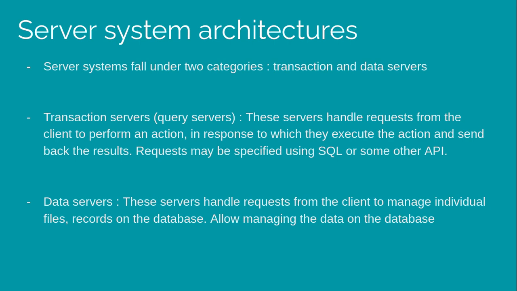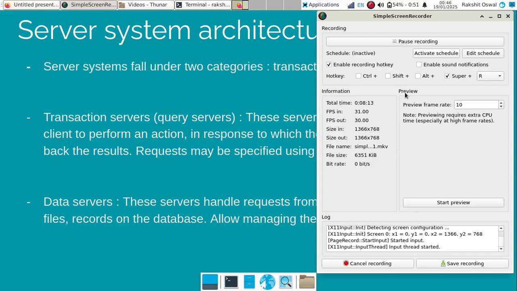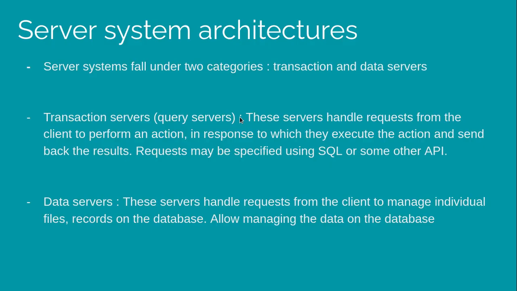Server system architectures. Server systems fall under two categories: transaction servers and data servers. Transaction servers, also known as query servers, handle requests from the client to perform an action, in response to which they execute the action and send back the results. Requests may be specified using SQL or some other API. Then there are data servers. These servers handle requests from the client to manage individual files and records on the database, allowing managing the data on the database.